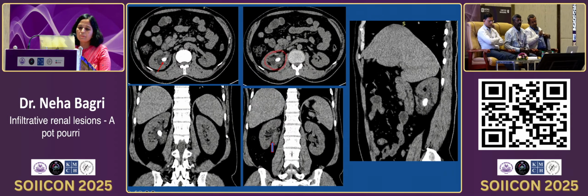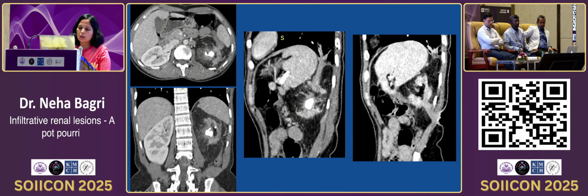This is an early one. You can see a calculus in the pelvis. There is heterogeneous attenuation, but there are small fatty areas as well. So this is an early presentation of xanthogranulomatous pyelonephritis. And another one which is very advanced, you can see the left kidney is completely finished. There is no residual left renal parenchyma over here.